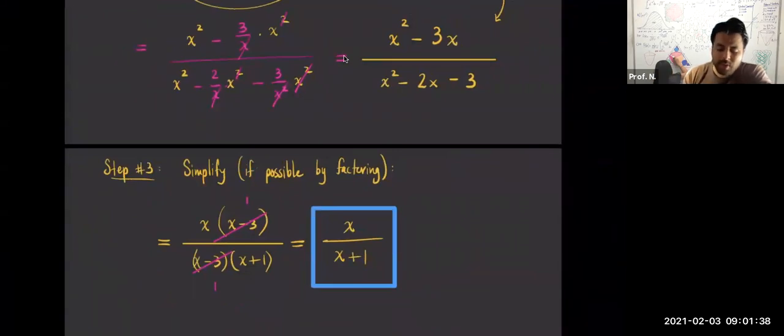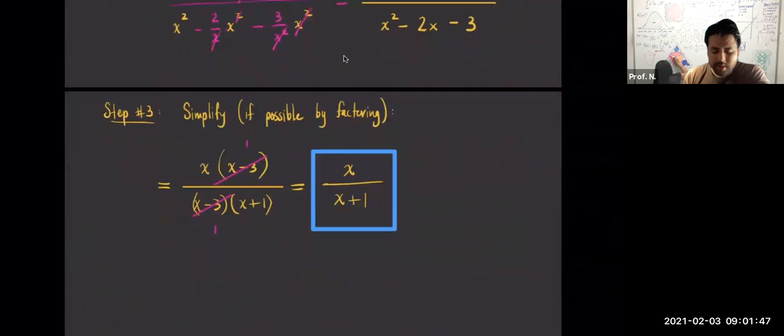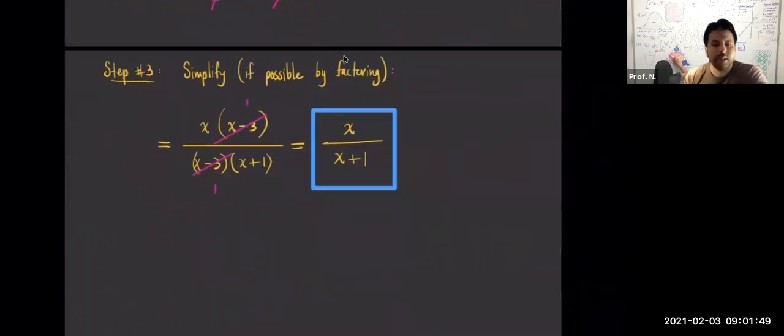And so I have to factor. I factored the numerator, factored the denominator. I found an x minus 3 in both the numerator and denominator. I can cancel that out, and I'm left with x over x plus 1.